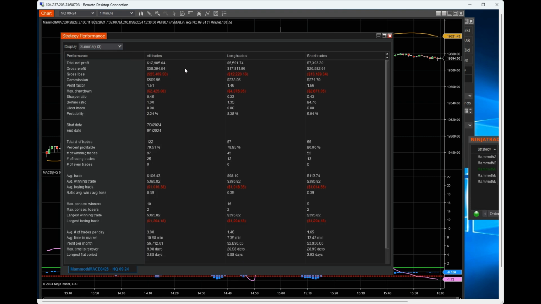So that's performance of the strategy in 2 months, and you look at average losing trade, and then so for this percent profitable, that's a good number.